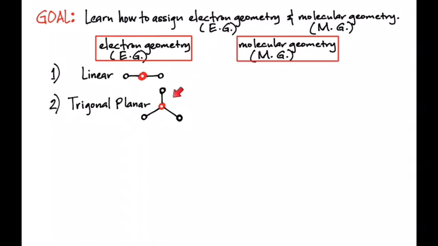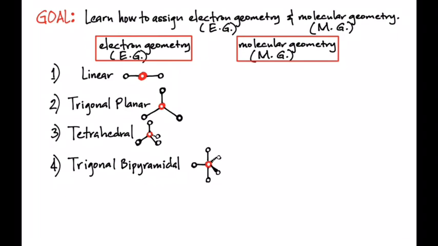Trigonal planar has three electron groups. So again, if this is the central atom in red, we have 1, 2, 3 electron groups. And that molecule automatically has a trigonal planar electron geometry just because it has 3 electron groups. The third type is called tetrahedral. A tetrahedral molecule has 4 electron groups. So again, the central atom here in red has 4 electron groups, which makes this molecule a tetrahedral molecule.